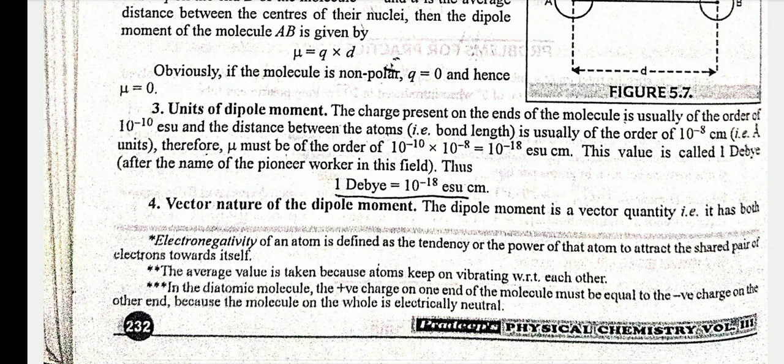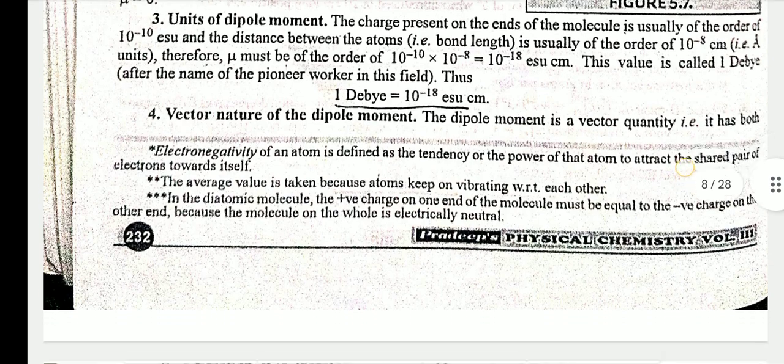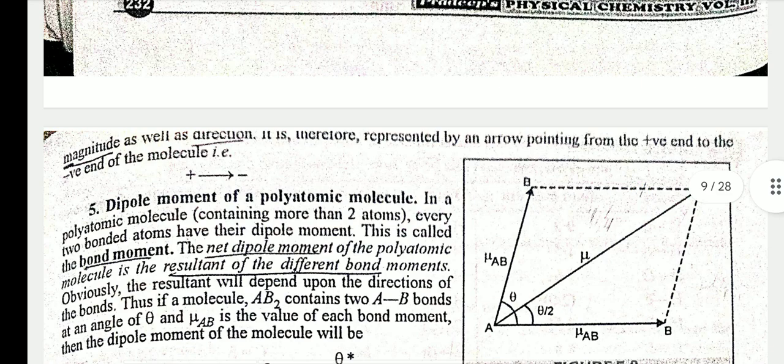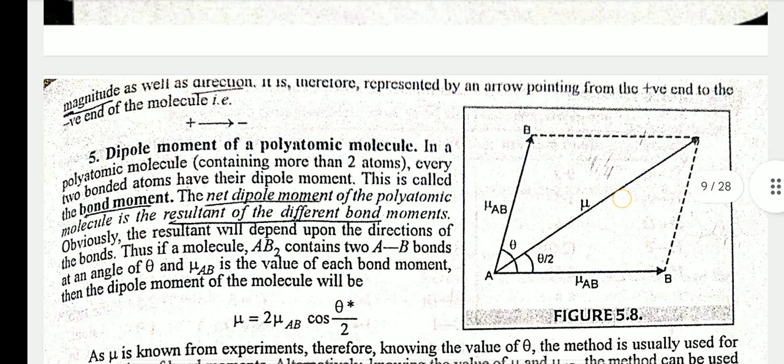Vector nature of dipole moment. The dipole moment is a vector quantity. It has both magnitude as well as direction. It is therefore represented by an arrow pointing from the positive end to the negative end of the molecule.